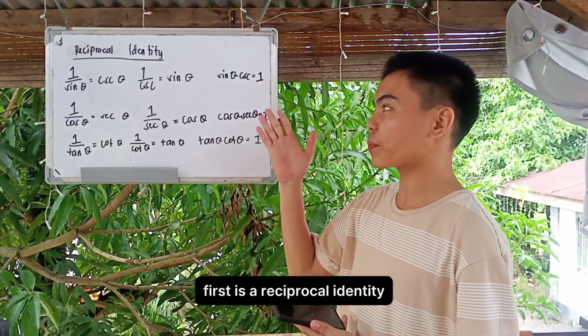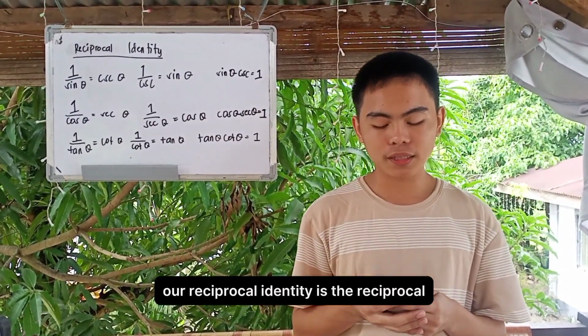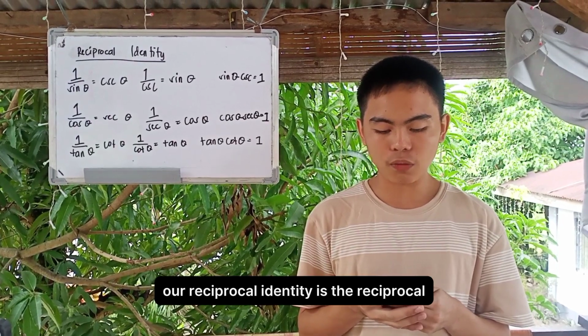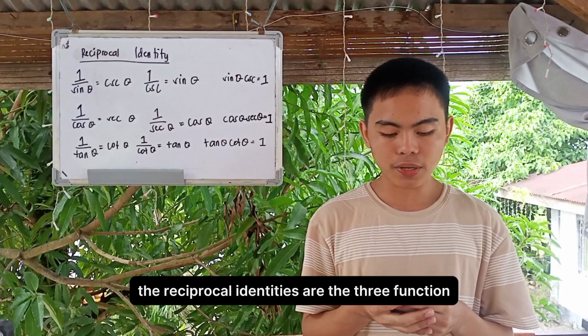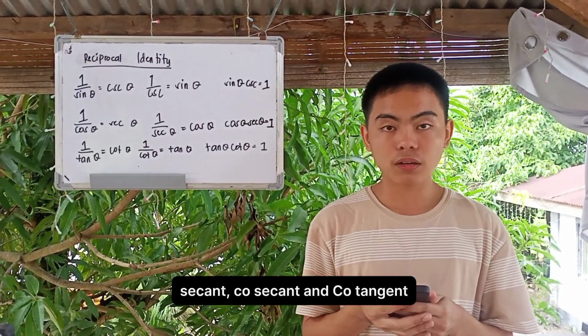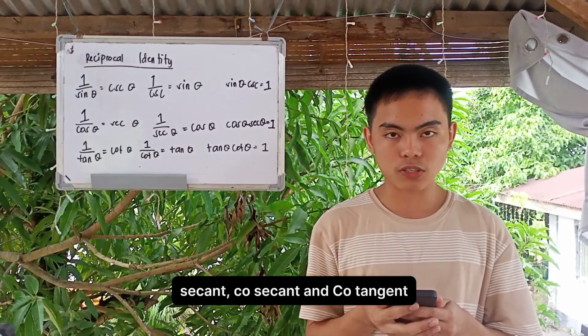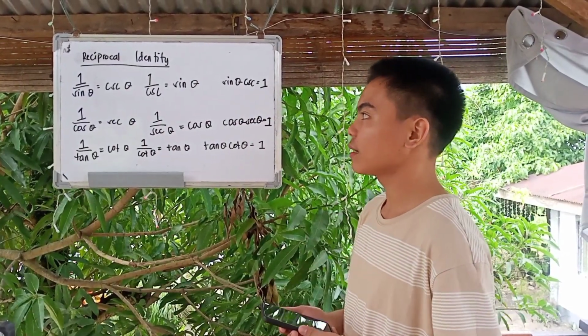First is the reciprocal identity. In trigonometry, a reciprocal identity is the reciprocal of one of the basic trigonometric functions. The reciprocal identities are the trig functions secant, cosecant, and cotangent. And these are the equations of the reciprocal identities.